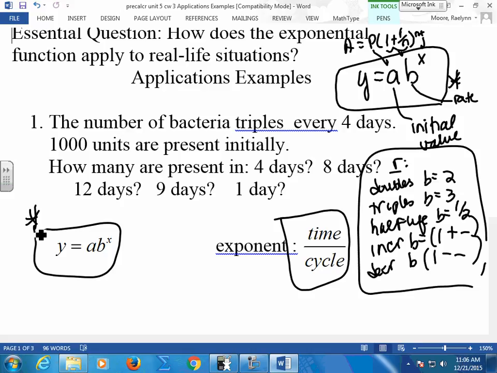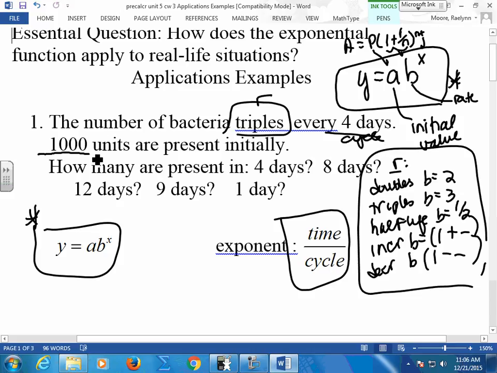All right, so let's try one. The number of bacteria triples every 4 days. This is my rate. This is my cycle. Okay. Initially, 1,000 units are present. How many are present after 4 days, after 8 days, after 12 days, after 1 day? Let's just start like this first.